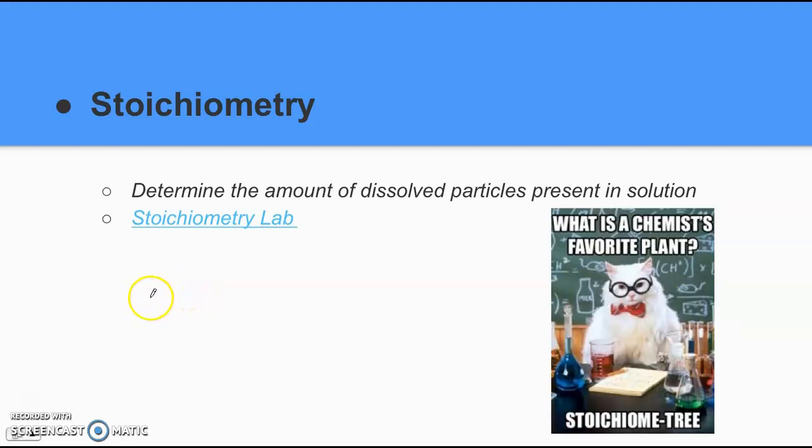It could be solution stoichiometry, where you're using molarity equal to moles per liter of solution to convert it to moles. It could just be mass, where you're making mass conversions to convert to moles. But anything where you're converting to moles and then making calculations from that and doing stoichiometry counts as one of these labs.